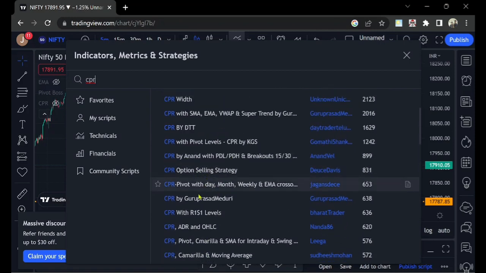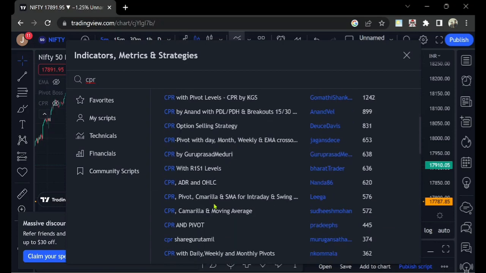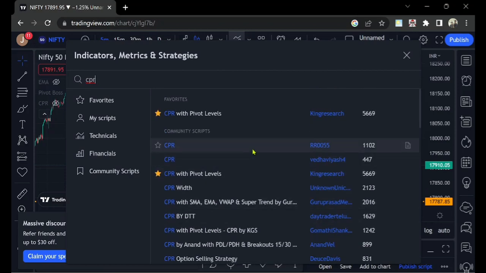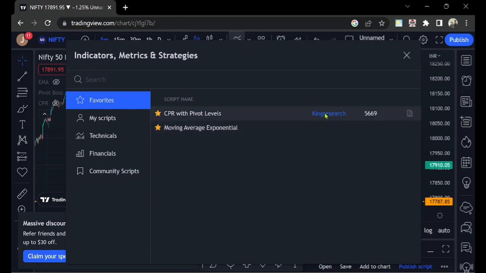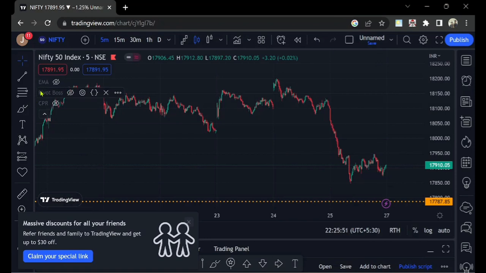CPR Bayan, CPR option strategy, CPR pivot, CPR Guru Prasad Meduri, and you can see a lot of CPRs. I use two types of CPR. One is CPR with pivot levels, from King Research. The next one I use is the Pivot Boss. I have added these two CPRs to my chart. Why I am using these two CPRs, I will explain in detail.